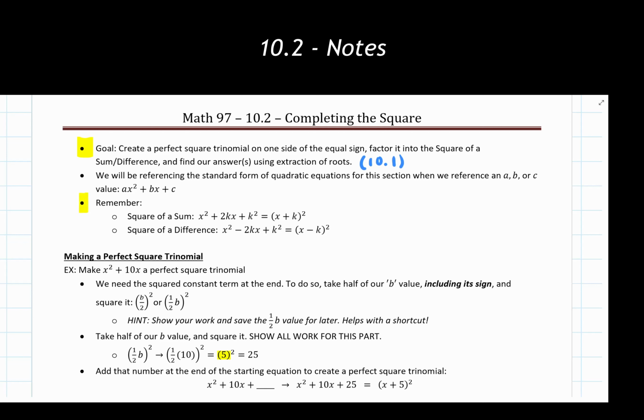Other things to note, and I would recommend writing the highlighted parts down, we need to remember the square of a sum and the square of a difference. These are going to come in handy as we are going through and rewriting our problems that we're going to see later on. And they're just shortcuts that we used from section 7.4 and how to factor something in one of these given forms into the factored forms that we see here. So again, review the 7.4 notes and video if necessary.